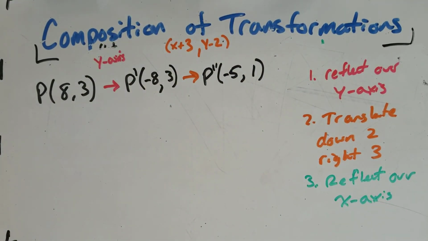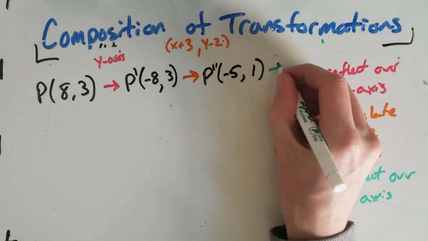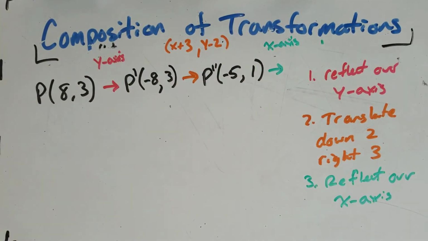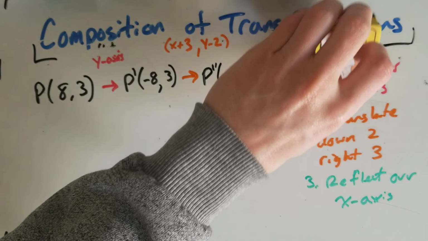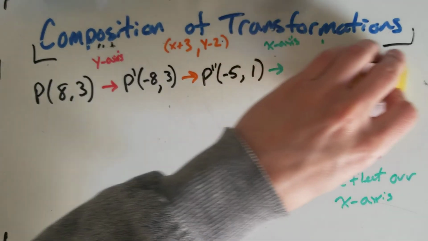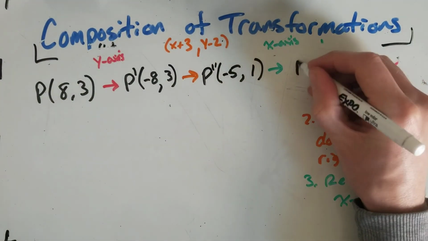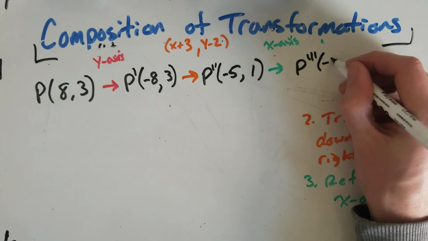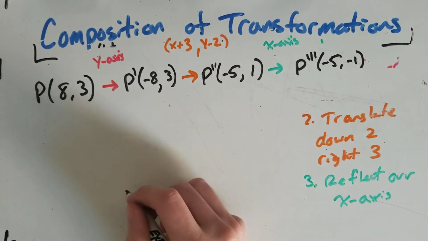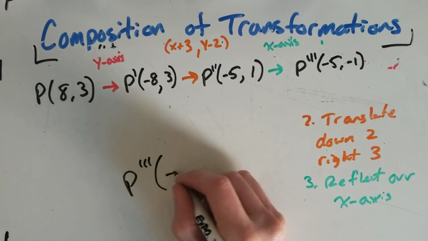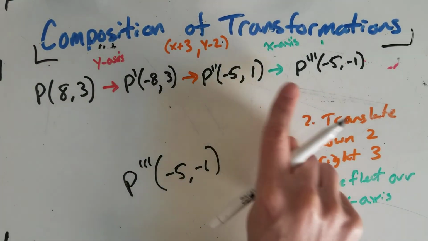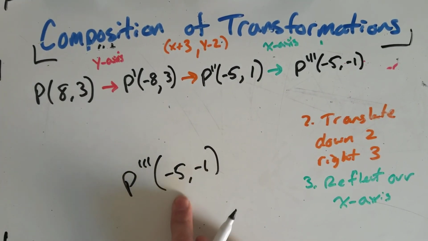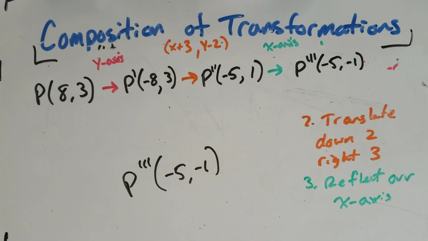And now we're on to our last transformation here. And this is the reflection over the x-axis. If we reflect over the x-axis now, we're going to have P triple prime, because we have a third transformation. X stays the same, y becomes the opposite, so after you do all three of those transformations, you're going to end up at P triple prime is (-5, -1). And just like that, you're all done.